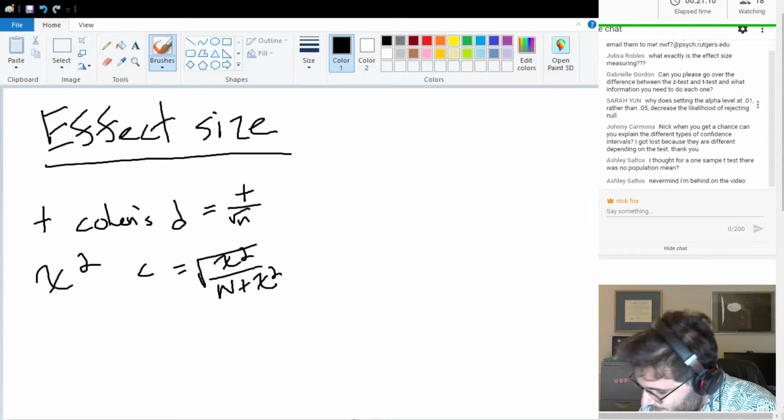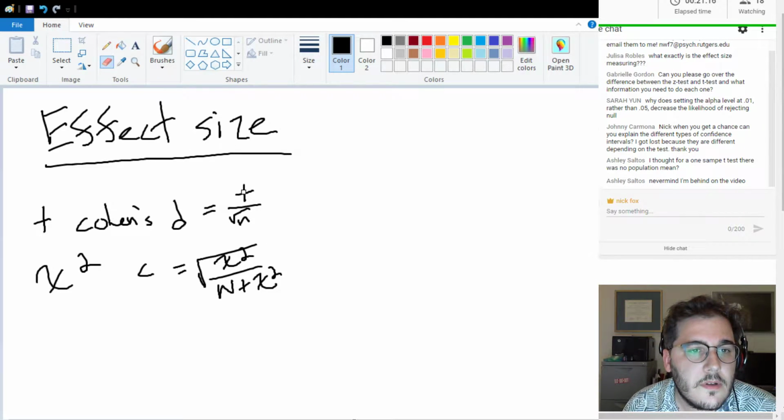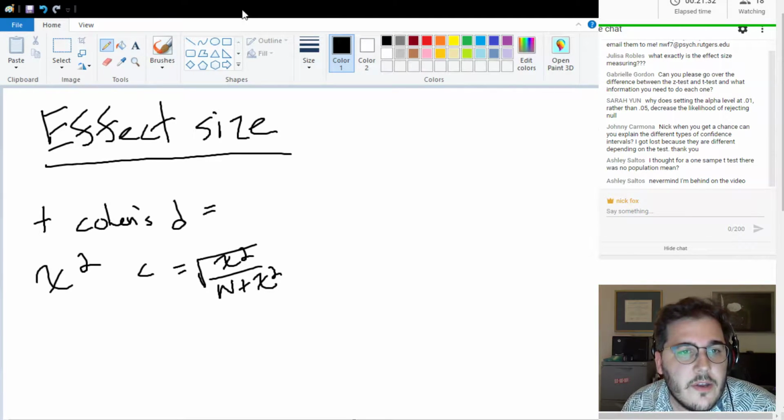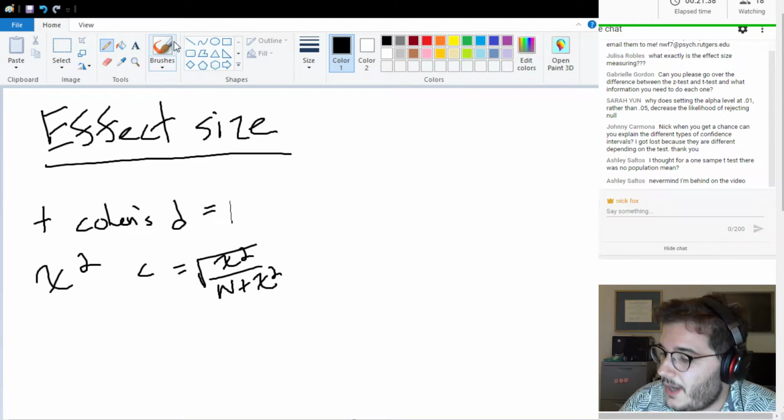Oh no, Cohen's d is more confusing than this. So Cohen's d, so here you have, whoa, that's not good. How do I change it back to what I want?